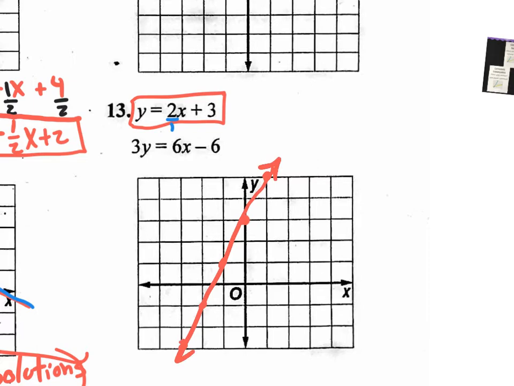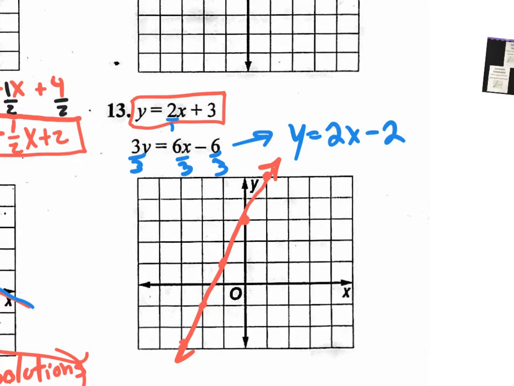Now, if we look at the bottom equation, let's go with blue ink. Divide by 3, divide by 3, divide by 3. So you're going to get y equals 2x minus 2. So at this point, I already know that they're going to be parallel because I could clearly see that this slope is 2 and this other slope is 2. It's the same slope. They're going to be parallel.